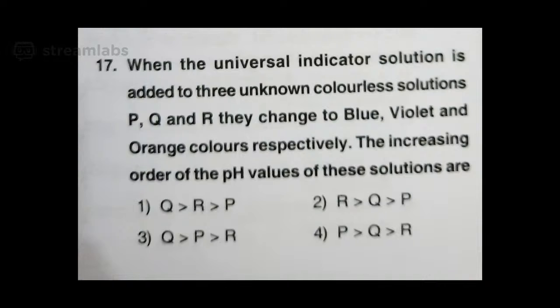And which will have the lowest number? Acids will have the lowest number. Okay. Now P, Q, R, they have given the colors. P is blue, Q is violet, R is orange. Okay. Now arrange them in an increasing order. Which option is the right answer?